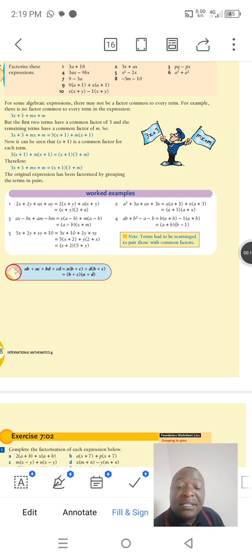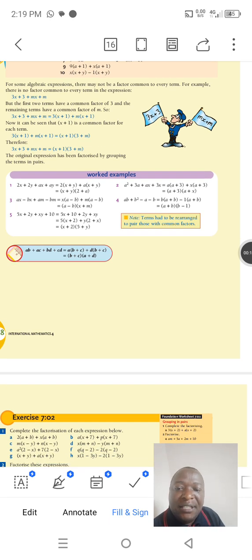Now in summary, if you have ab plus ac plus bd plus cd and you are asked to factorize, then you shall be required to pair the first two and the last two terms in such a way that each pair has a common factor. If it doesn't have a common factor, then you rearrange it.